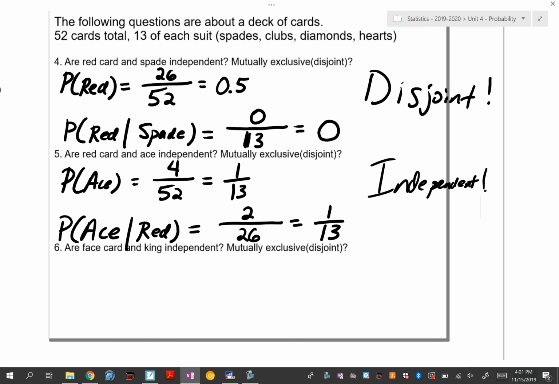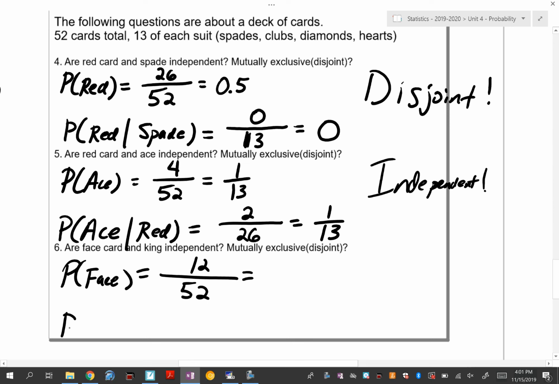Jarvis, pick one. Face card or king? All right, so face card. How many cards are there? 52. Let's make sure we know the face cards. Face cards are jacks, queens, and kings. So that's 3 sets. And there's 4 of each of them. So 4 times 3 is 12.